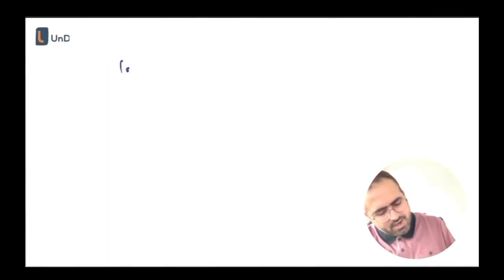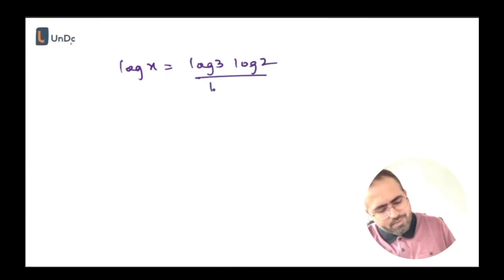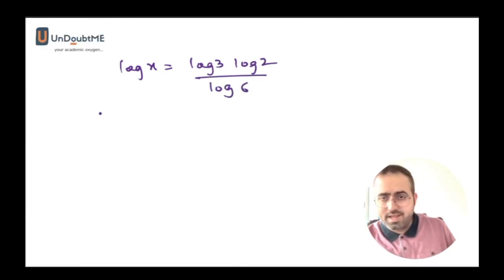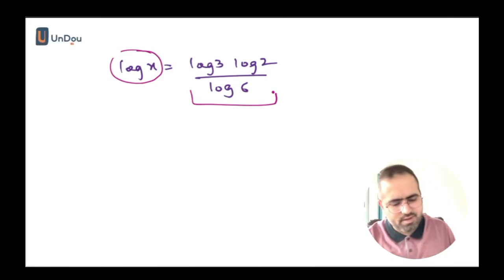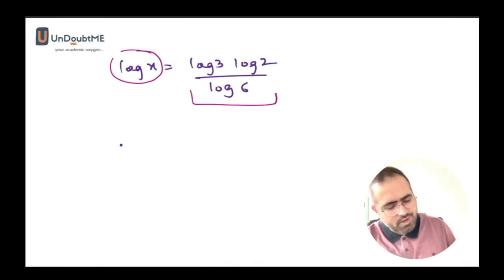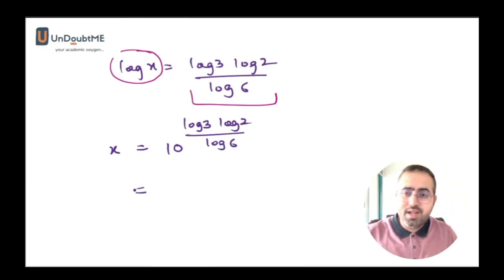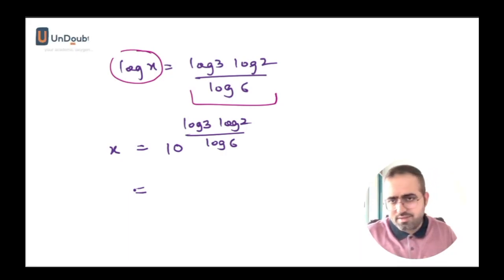So I will finally get log x is equal to log 3 times log 2 over log 6, and then I will take anti-log. The procedure for taking anti-log is that whatever is the base of this log on the left hand side, you can raise the whole right hand side as a power of that base. What I mean to say is, let me show you over here. So x will be equal to 10 raised to the power this whole thing, log 3 times log 2 over log 6. Now when we plug these values in the calculator, we can directly get the answer from here.